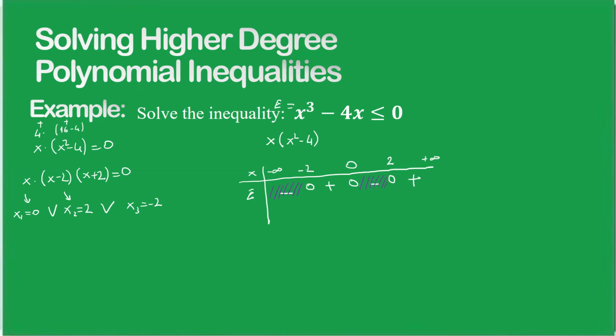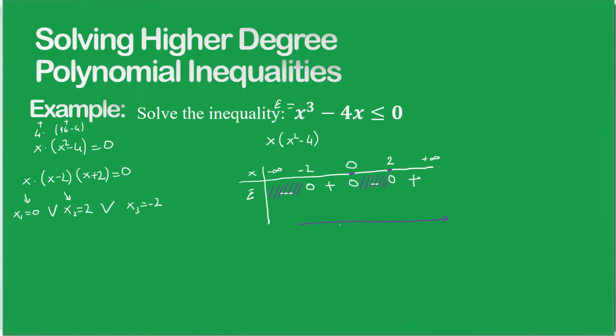Okay, now what about the critical points? Minus 2 is solution. Yes, exactly, because here we have a less than or equal to, so minus 2 is solution. And 0 is solution, and 2 is solution. And if you want to show this one with number line, it's gonna be like that.